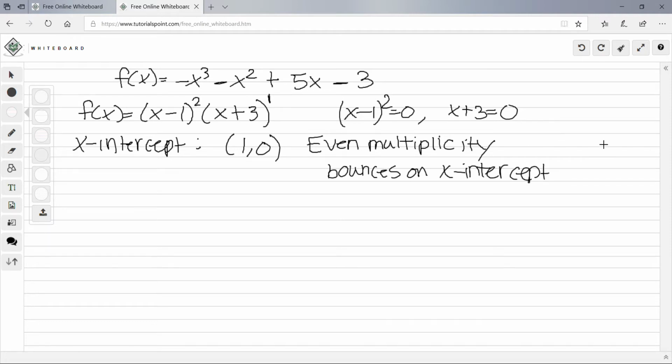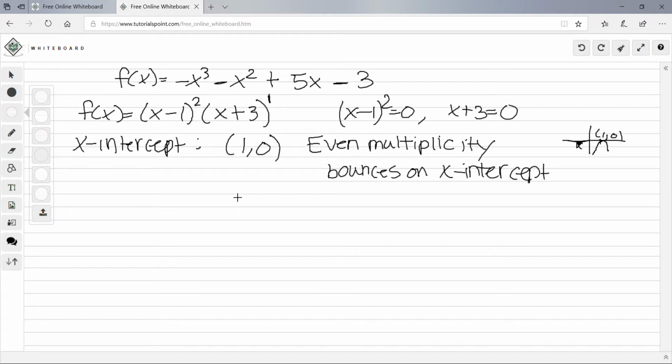So when something bounces, let's say it was right here. This is 1, 0, and when they say it bounces, it's going to go like this. Bounce on the x-intercept.